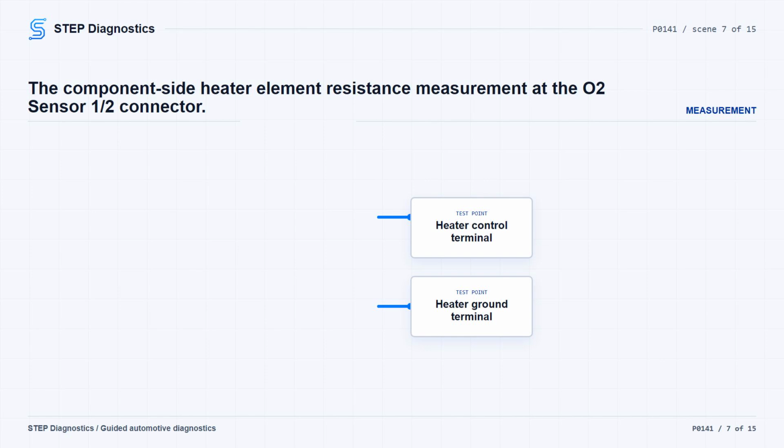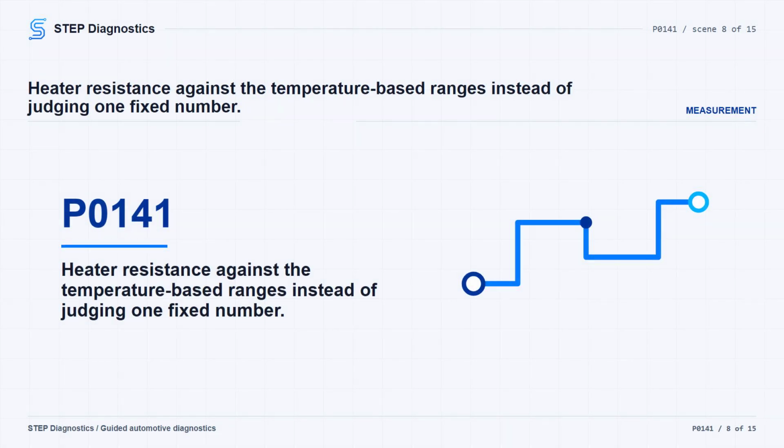Disconnect the O2 sensor 1/2 harness connector. Measure the heater element resistance across the sensor between the O2 heater control terminal and the heater ground terminal on the component side. Resistance changes with temperature, so use the temperature-based range. If possible, measure near approximately 20 degrees C, 68 degrees F.